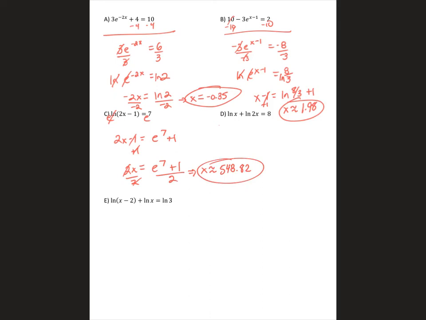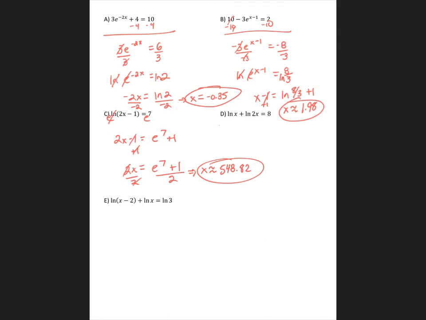In letter D, I have ln of x plus ln of 2x equals 8. Now to do this problem, it's going to be helpful to recall those properties of logarithms. Remember that ln is a natural log, which is a type of logarithm. So our properties for expanding and condensing using the product rule, the quotient rule, and the power rule also are going to extend to natural logarithms.